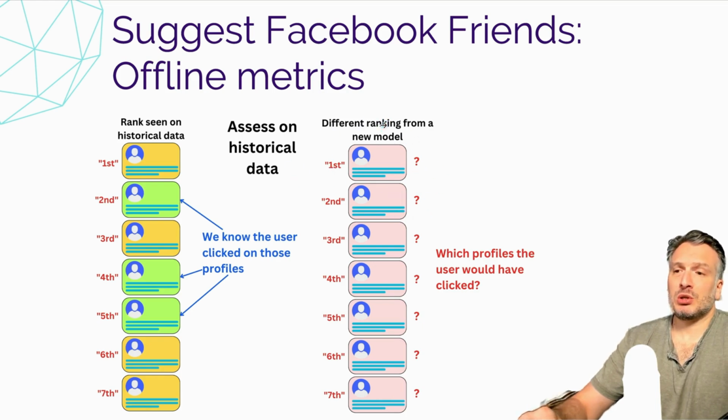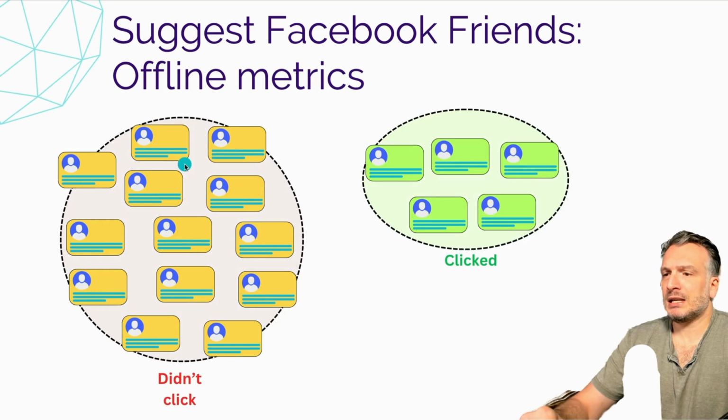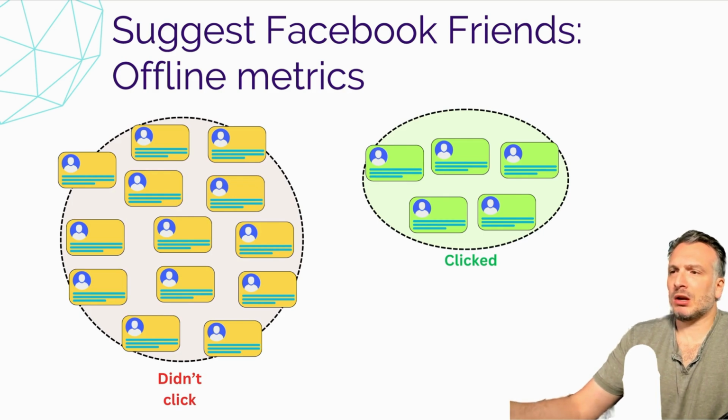So if we never showed those profiles to the user, how will we know that the user would have clicked on it or not? The only thing that we know on historical data is that we showed some profiles and some profiles were clicked and some profiles were not clicked. So the only thing that you can do on historical data is to use the binary aspect of the response from the user. So it's not always easy to use the same metrics in online experiments as offline experiments.